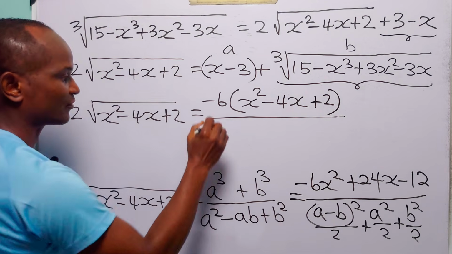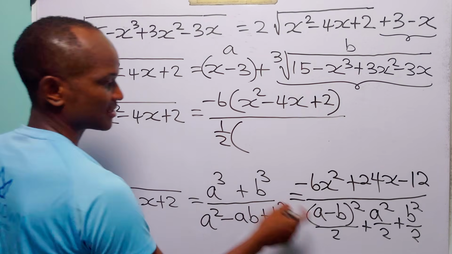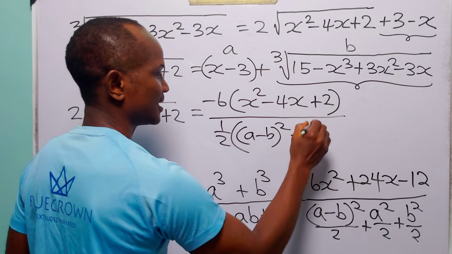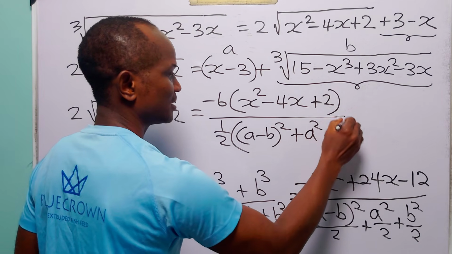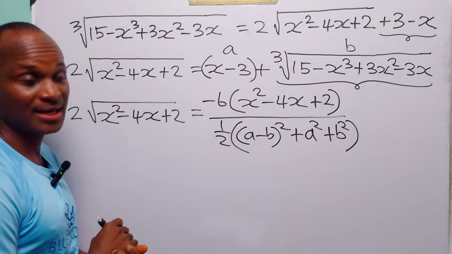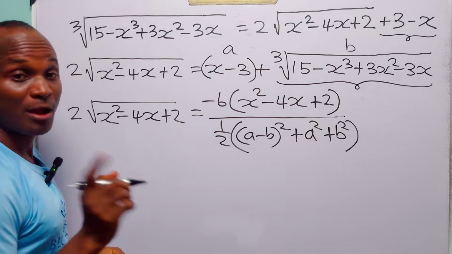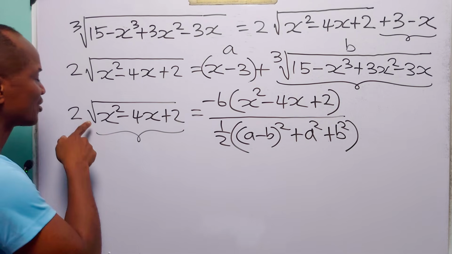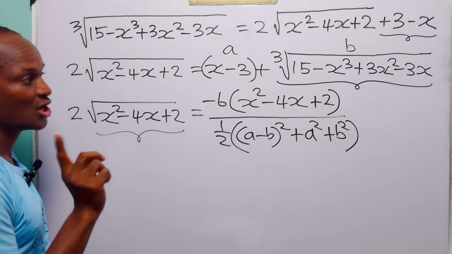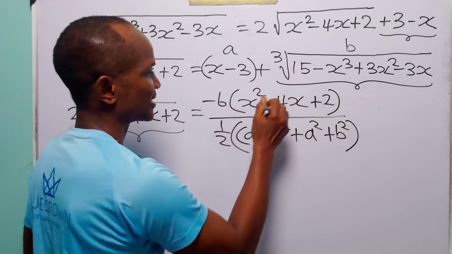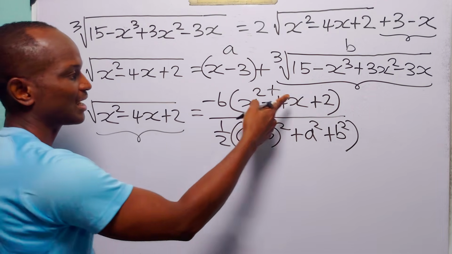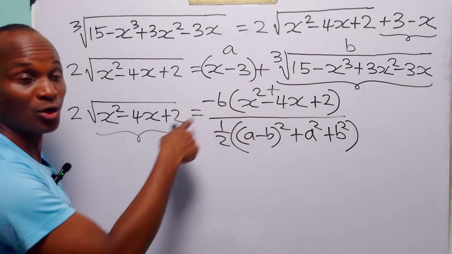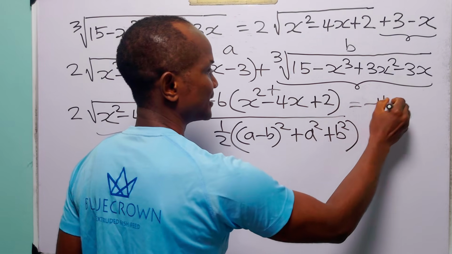In the denominator, we have half times (a minus b) squared plus a squared plus b squared. And now, finally, this is our equation. But remember that x squared minus 4x plus 2 must be positive because it is under a square root sign. So that means that x squared minus 4x plus 2 is positive. But now in this numerator, we are multiplying a positive quantity by a negative factor. So this numerator is negative.